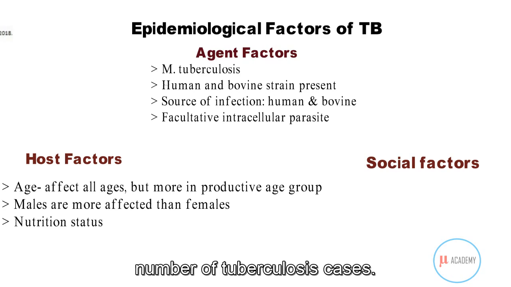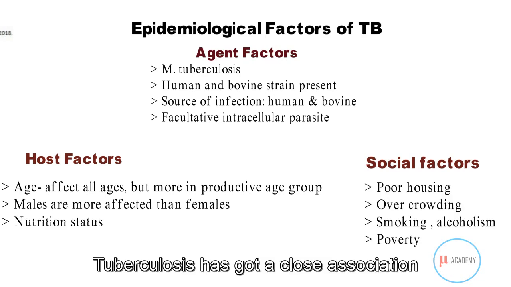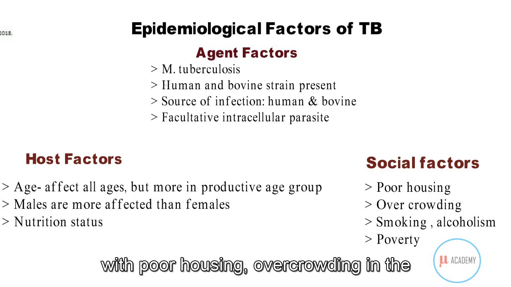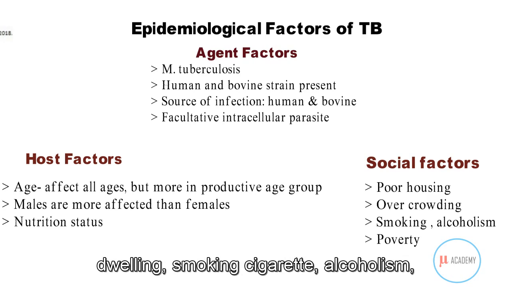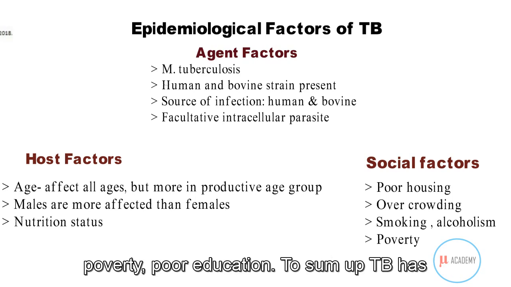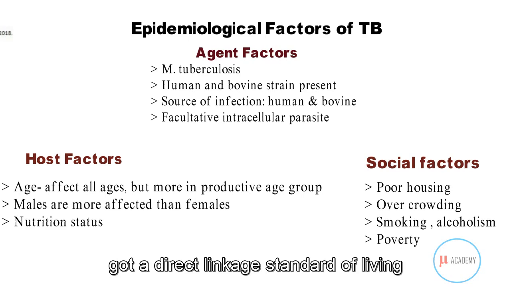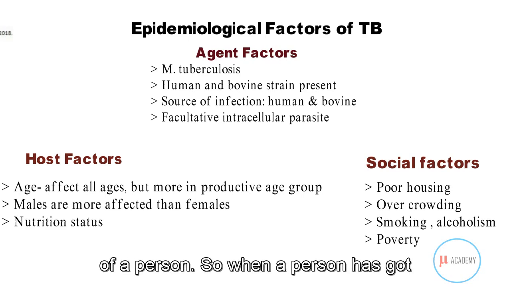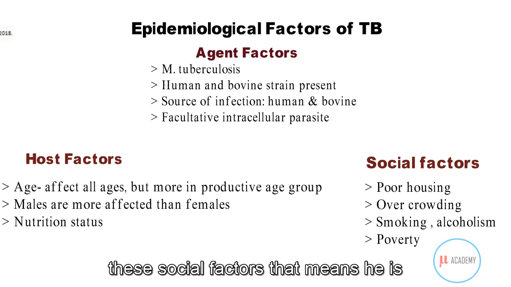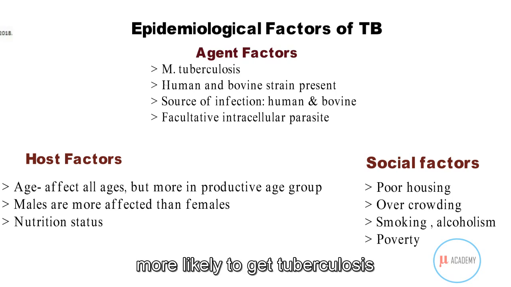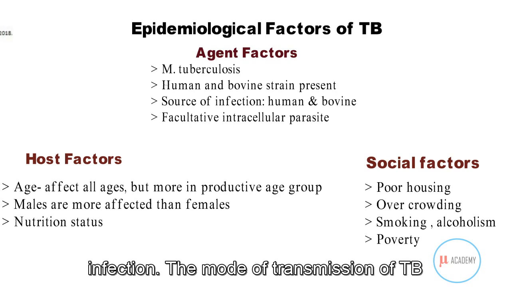Tuberculosis has a close association with poor housing, overcrowding in the dwelling, smoking cigarettes, alcoholism, poverty, and poor education. To sum up, TB has a direct linkage with the standard of living of a person. So when a person has these social factors, that means he is more likely to get tuberculosis infection. The mode of transmission of TB is droplet infection.